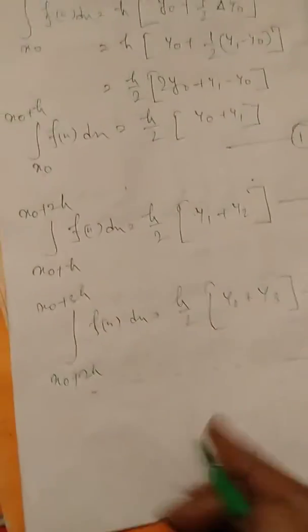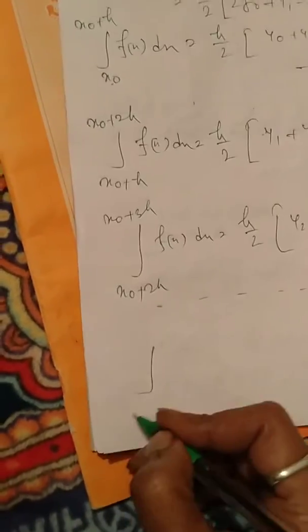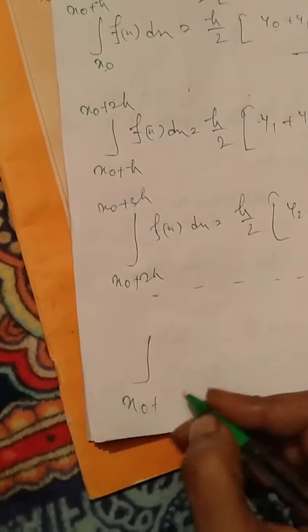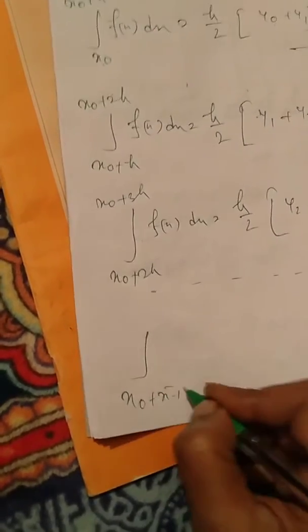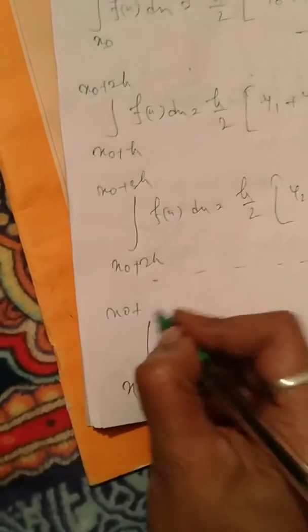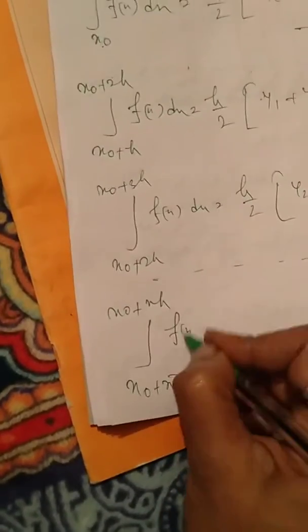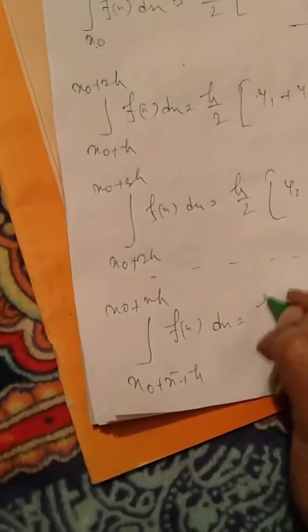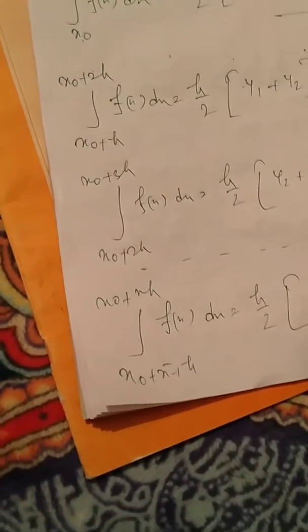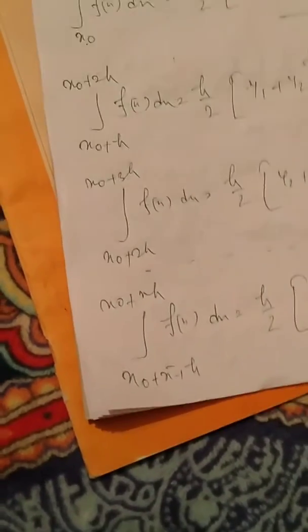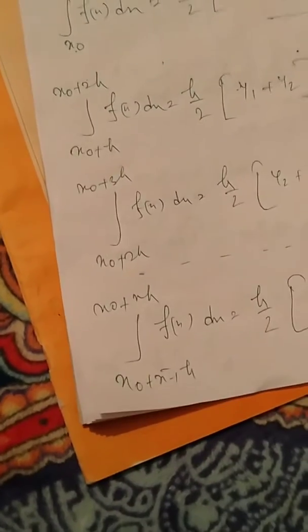If we proceed this way up to the last step, with lower limit x0 plus (n minus 1)h and upper limit x0 plus nh, the integral of f(x) dx will be h by 2 into (yn minus 1 plus yn). This is equation number n.